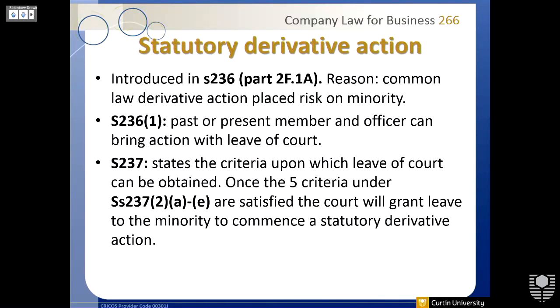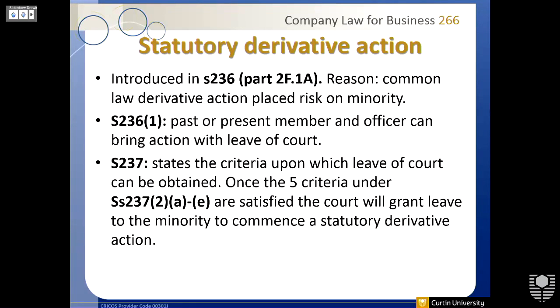Now, the reason why derivative action has been introduced is simply because we know when the majority shareholders are also the directors, chances of them being held liable for whatever offenses they have made would be highly unlikely, and therefore we need to allow somebody else who could bring the action on behalf of the company. So here, Section 236 tells us who are the people who can initiate this action. It could be past or present member, officer. All of these people can bring an action. However, they need the leave of court. The leave of court is just a legal term for permission of court. So the word leave means permission.